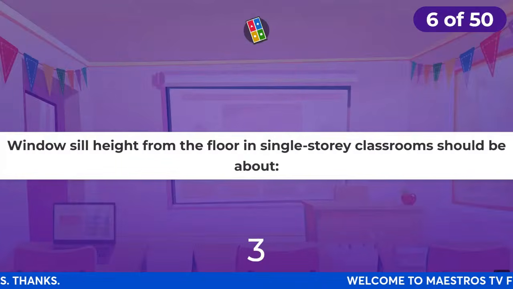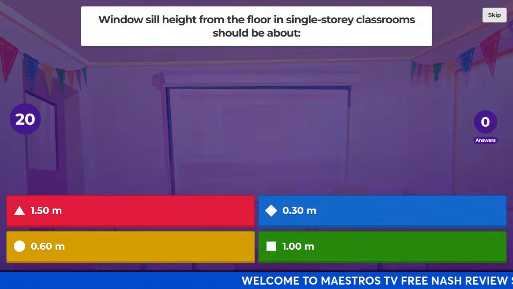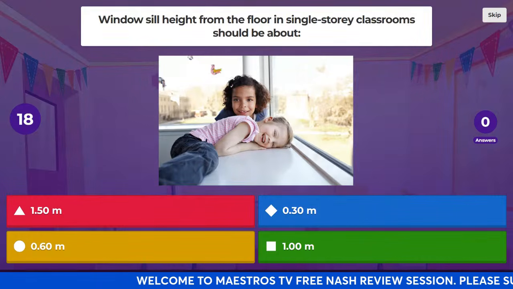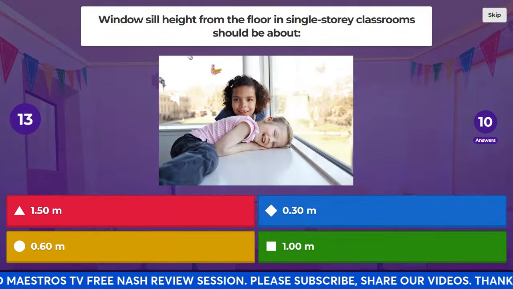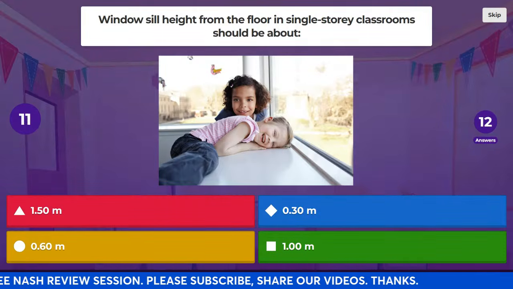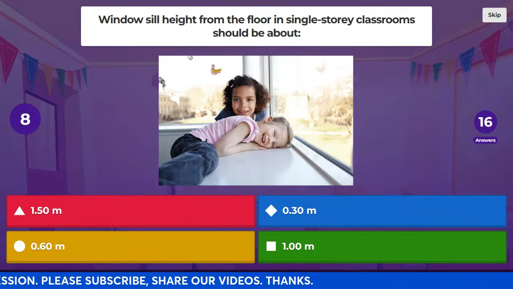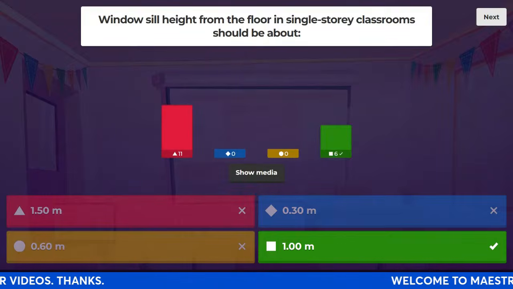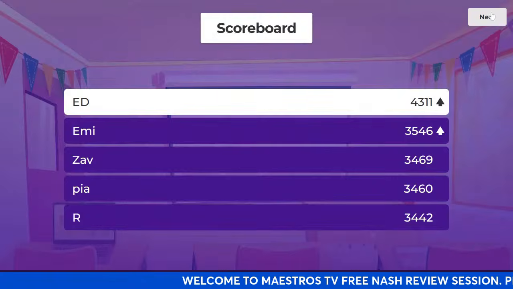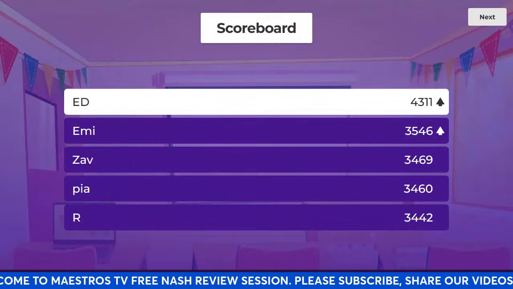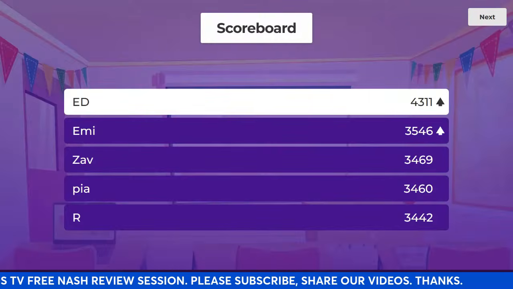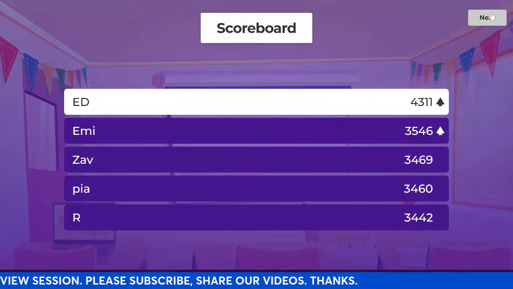Window sill height from the floor in a single story classroom should be above green, 1 meter. Okay, binigay ko na test sa inyo. Dapat alam nyo na ito. Ed, now on the first, Emmy, Zab, Pia, and R are the scoreboard.